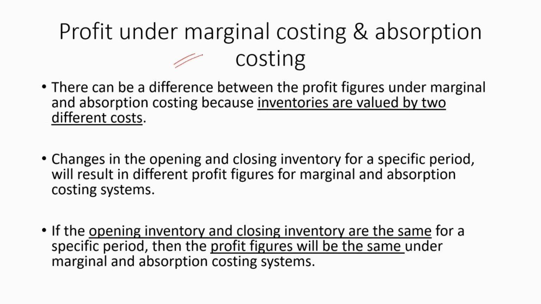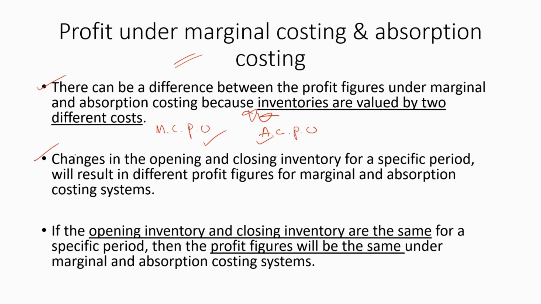Now let's discuss what is the reason for profit under marginal costing and absorption costing to be different. There can be a difference between the profit figures under marginal and absorption costing because inventories are valued by two different costs. Now we know about this. Under marginal costing, we value the inventories by using the marginal cost per unit. Under absorption costing, we value the inventories by using the absorption costing per unit. Because of these two values, the inventory valuation will be different. This will lead to a difference between the profit figures under each costing technique.